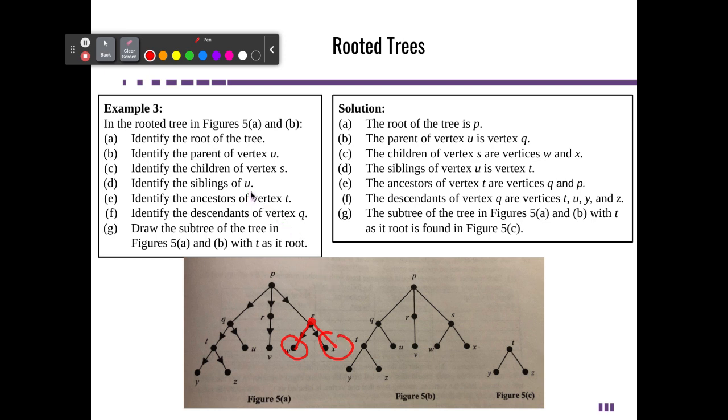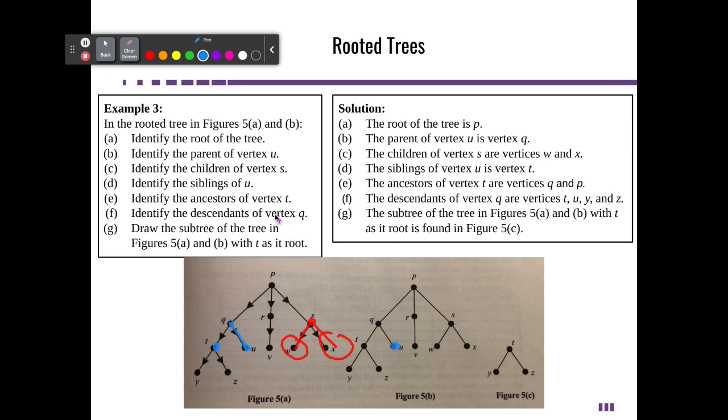All right, siblings. Siblings are like brothers and sisters. For letter D, it asks for the siblings of U. So let's change colors and go to U. The sibling of vertex U is T. When we look at this, vertex U is right here. So we go up and say, okay, Q gave us U. The sibling of U would be T, because T and U both came from Q.